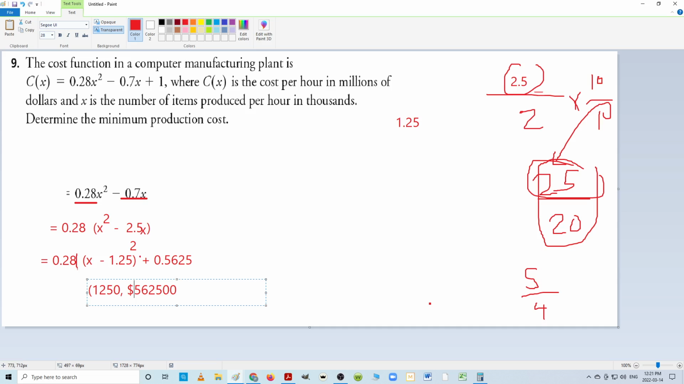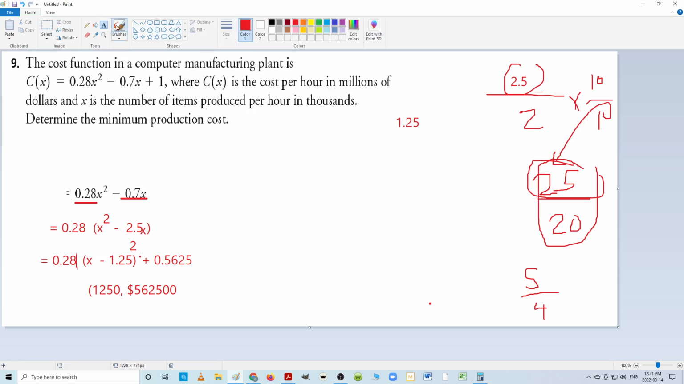So the decimal represents $0.625 million. To get the actual number, you have to multiply by a million. And to get the actual number of items, because we're in thousands per item, you have to multiply by 1,000. So read the question carefully. This person's minimum cost, the vertex, will be to manufacture 1,250 items at a cost of $562,500 right there.